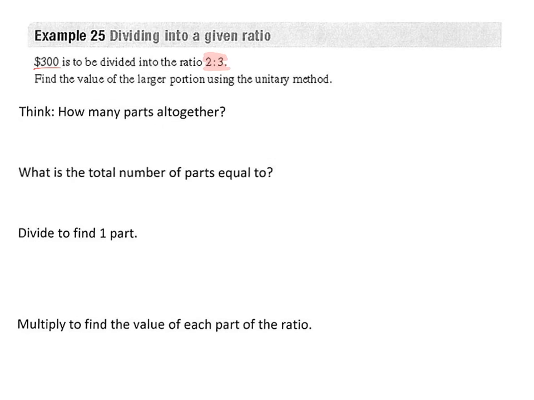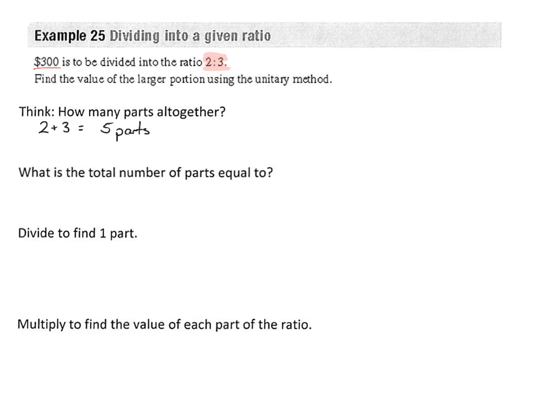So first of all, we've got $300 is to be divided into the ratio 2 to 3. Find the value of the larger portion using the unitary method. The unitary method just involves finding one part, the unit, and then using that to find other parts. So we've got to think, how many parts altogether? The ratio is 2 to 3, so the number of parts altogether is 2 plus 3. So there are 5 parts altogether.